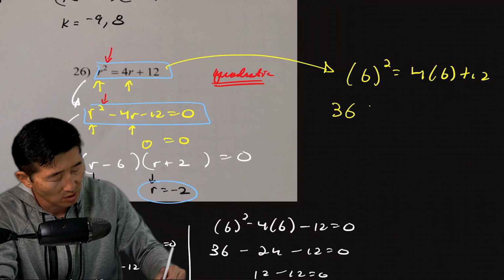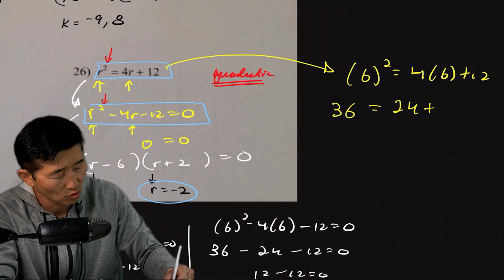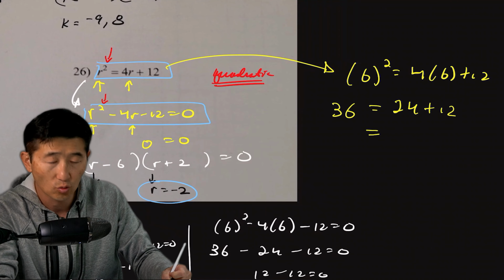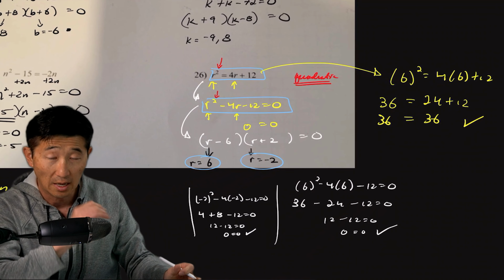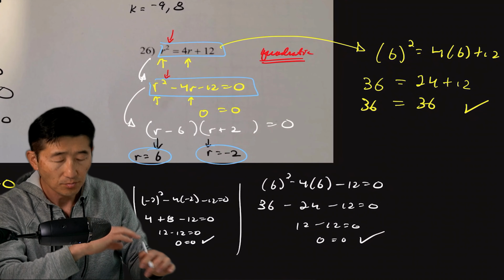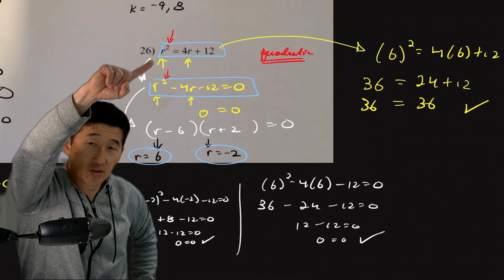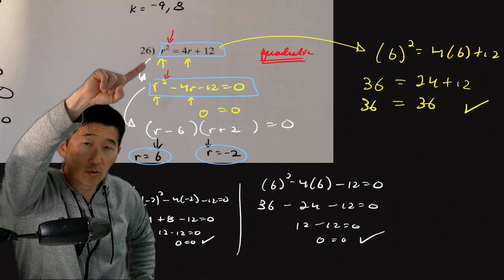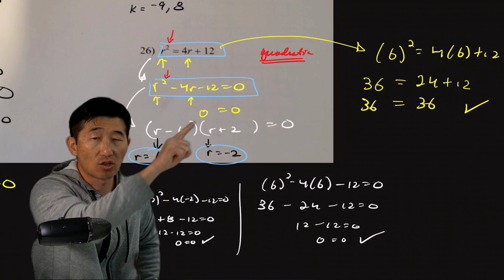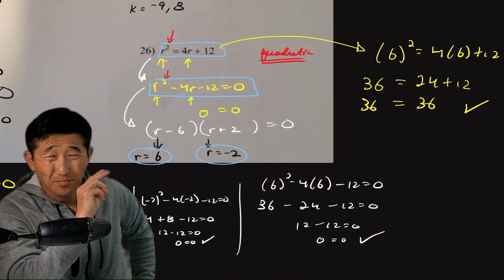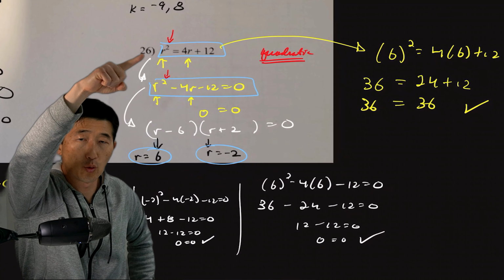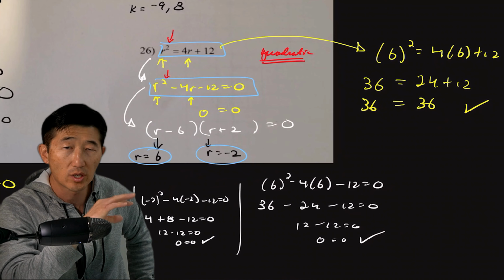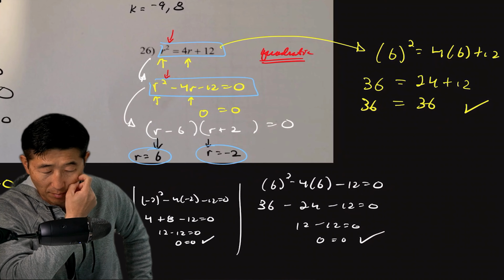Look at that. 36 equals 24 plus 12. 24 plus 12 is 36. So it works for all three situations. Whatever equation you have in the beginning, again, you always want to set it equal to 0 and then start solving. Whatever you get for your answer, it's going to work for the original equation. Okay, and you do want to double check and plug it back in.